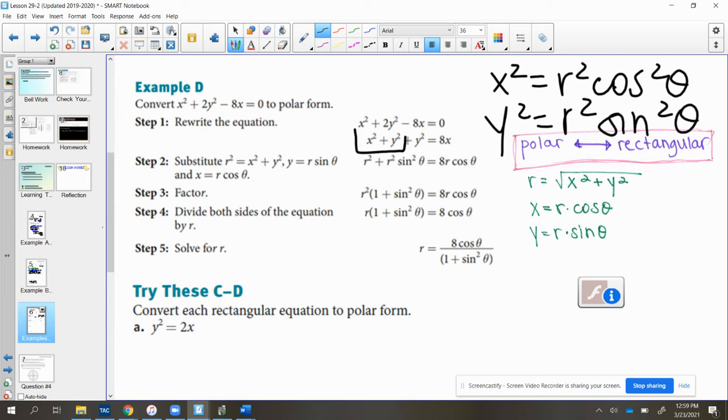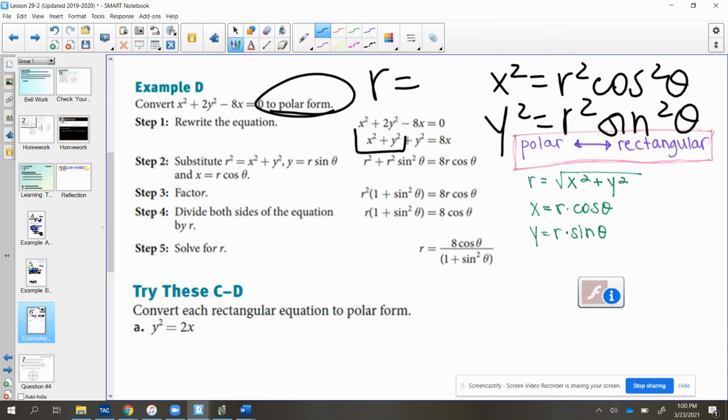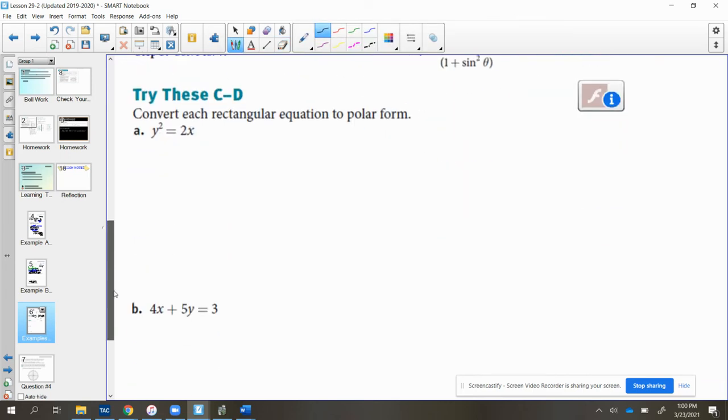Not necessarily something you have to write down, but it might be useful to you to remember, especially as you're beginning with these. Okay. And now group these up in GCF, the r squareds. We can factor that out and divide everything over, because again, whenever you want polar form, your goal is to get just r equals by itself. Okay. All right, so we have these last couple of examples here.